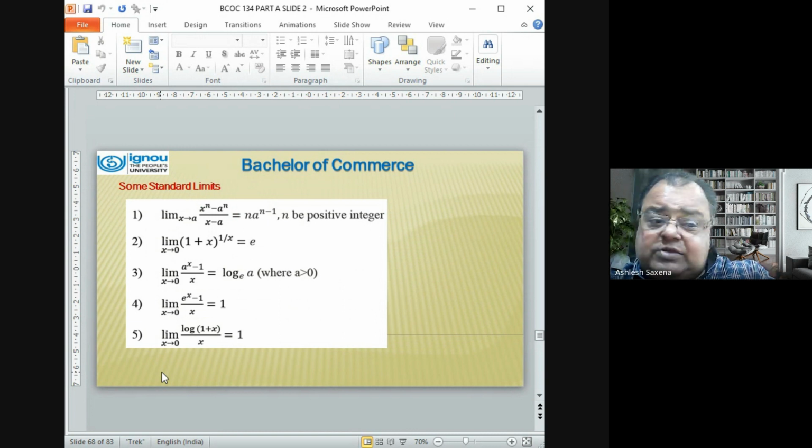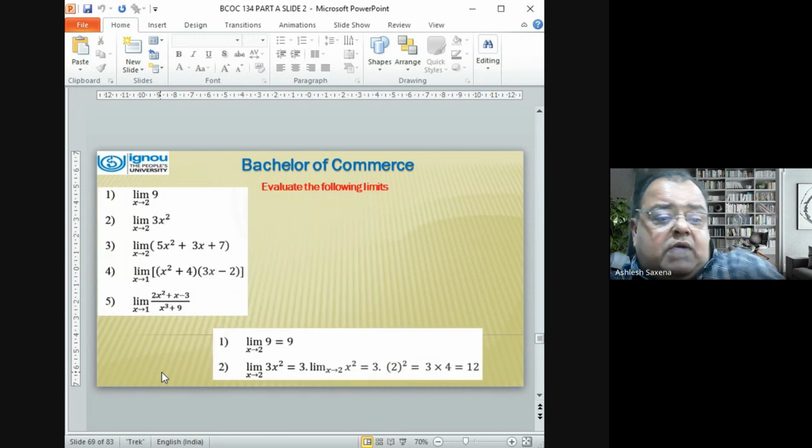Limit x tends to 0, (e^x minus 1) upon x is equal to 1. Limit x tends to 0, log(1 plus x) upon x is equal to 1. These are the standard limits. You have to remember them because it will be easier for you to solve the problems. Now we will see some of the problems.